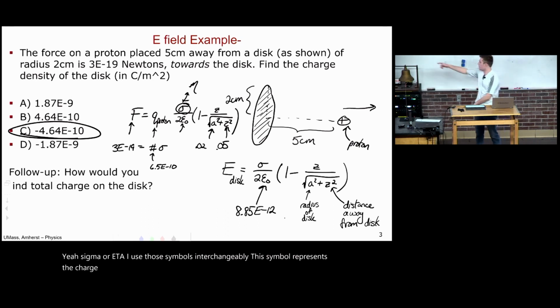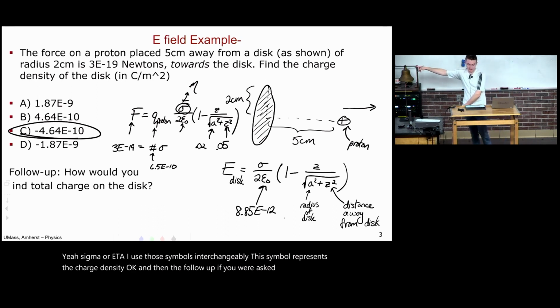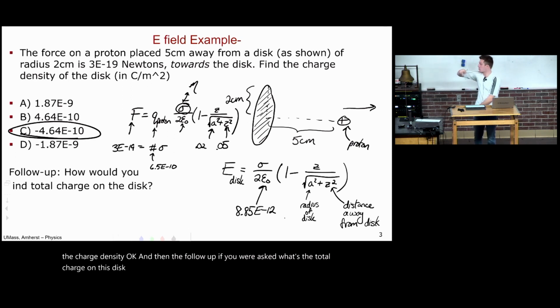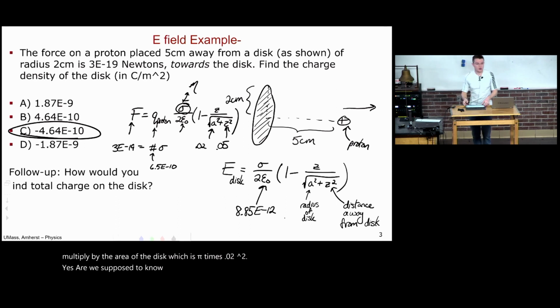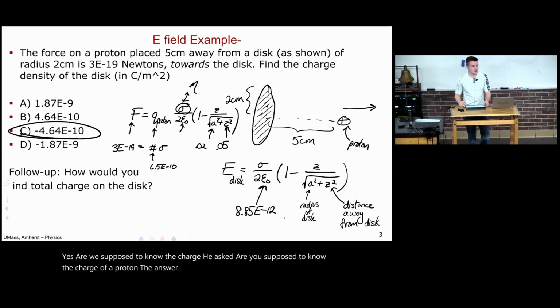Okay, and then the follow-up: if you were asked what's the total charge on this disk, you have the charge per unit area. Just multiply by the area of the disk, which is pi times 0.02 squared. Yes? Are we supposed to know the charge of a proton? He asked, are you supposed to know the charge of a proton? And the answer is absolutely, 1.6 times 10 to the minus 19 coulombs.